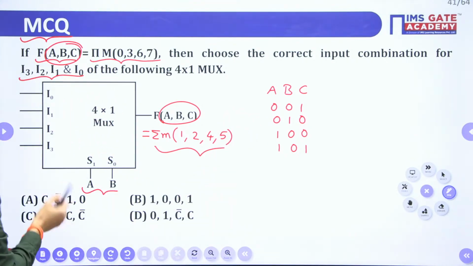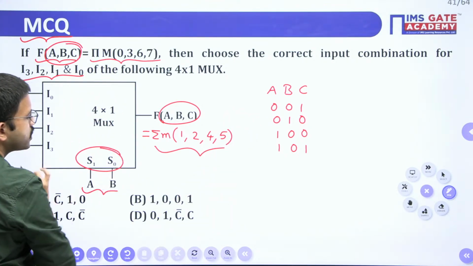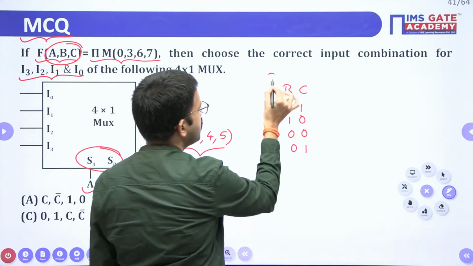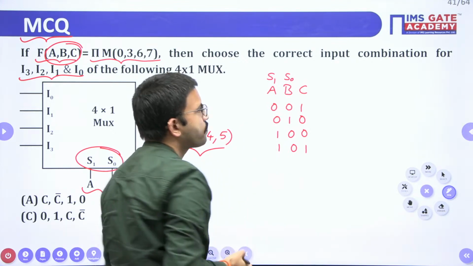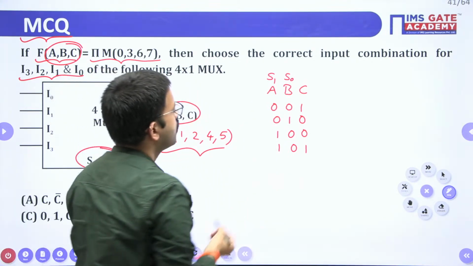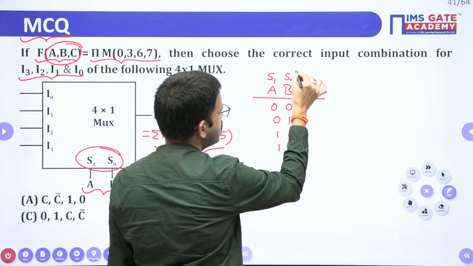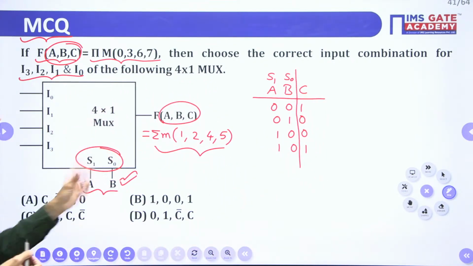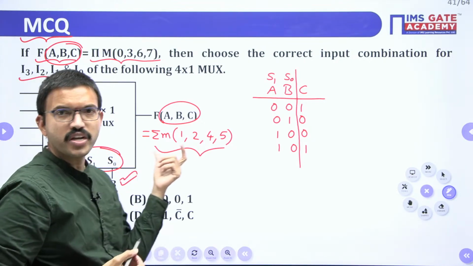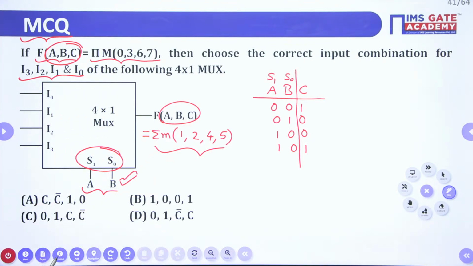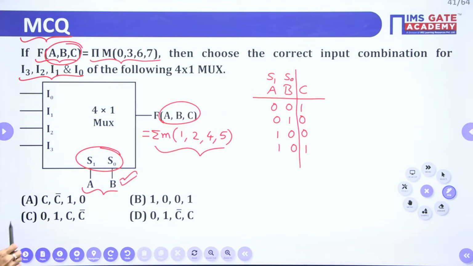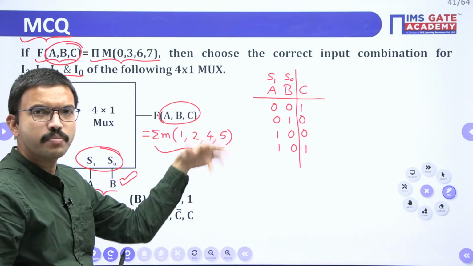Now according to this circuit, the selection lines are AB. So on top of AB, you can put the selection lines S1, S0. Now just make the partition like this. Why am I partitioning like this? Because with respect to mux functionality, the selection lines are S1, S0. Just now I have shown the truth table of the mux. Now we are following the same, and according to the truth table we are determining the inputs.